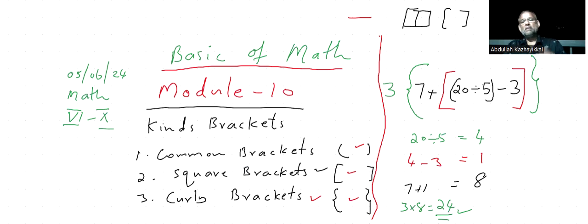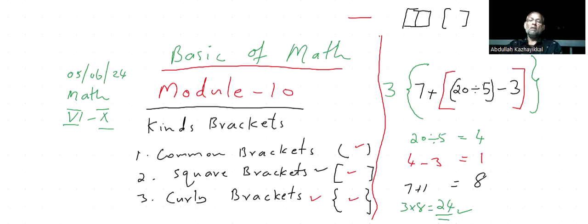I gave you another example. You can make one yourself and message it to me. My chat box is open. Listen, 3 into, see, this is the flower bracket, green color. And 7 is outside, the square bracket. Can you see the square bracket in red color? And inside that you can see the beautiful common bracket.